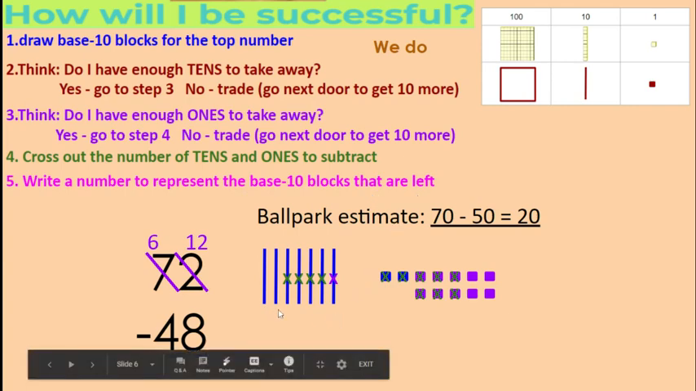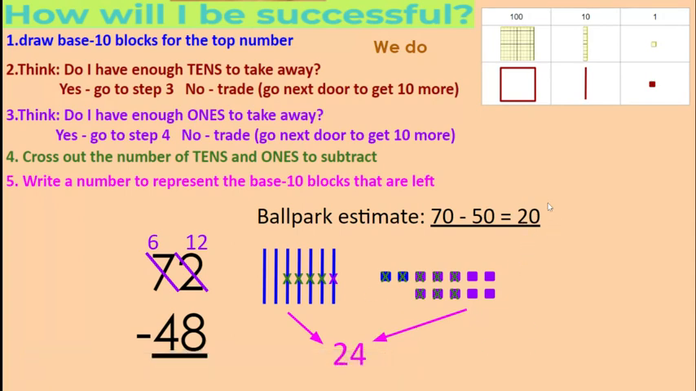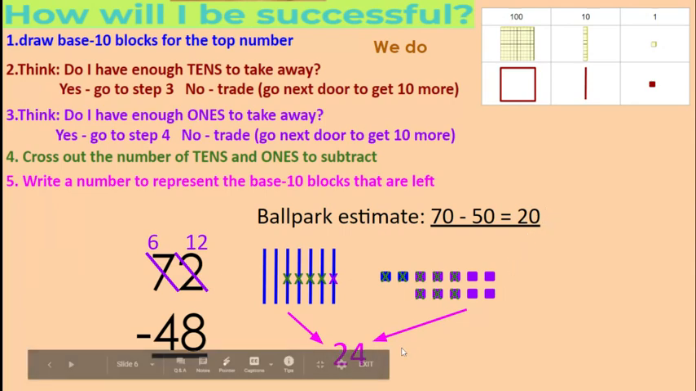How many 10s do you see are left? 2. How many 1s are left? 4. So your answer should be 24. Is 24 close to our ballpark estimate 20? Yes, so we must have subtracted correctly. Now you're going to try some more on your own on the next few slides.